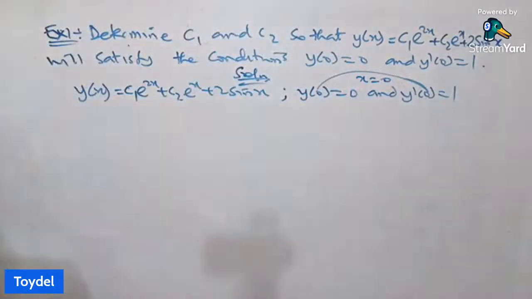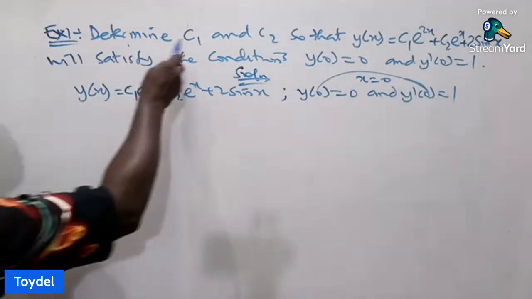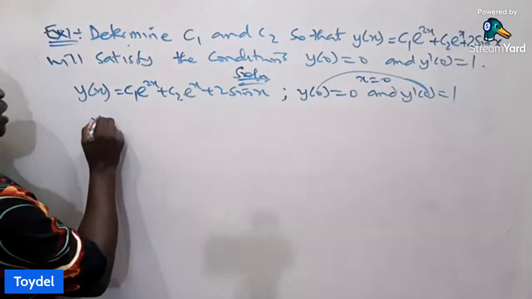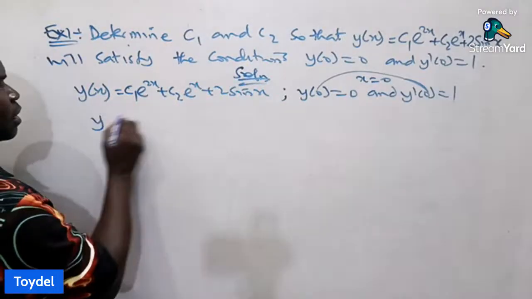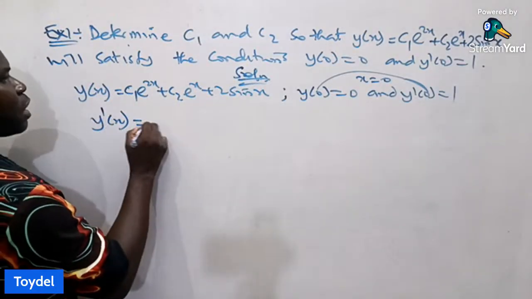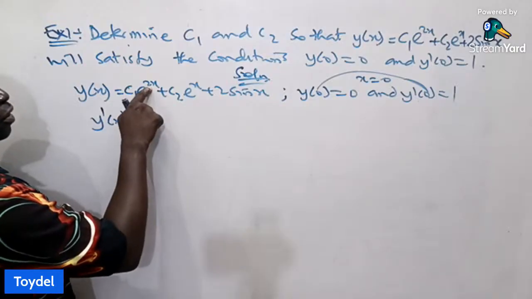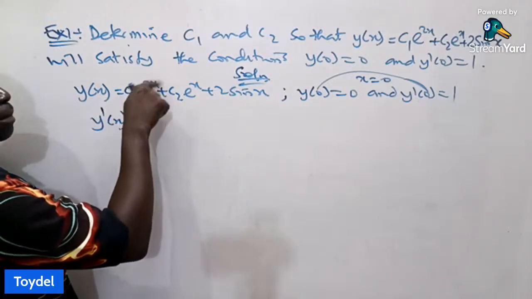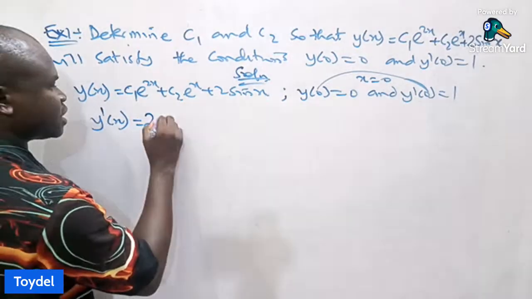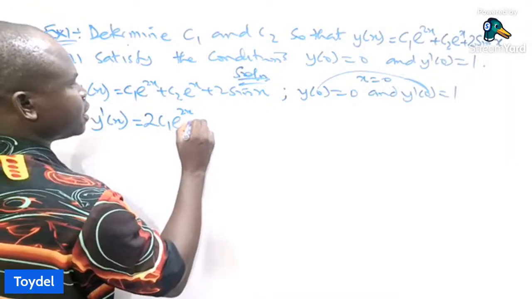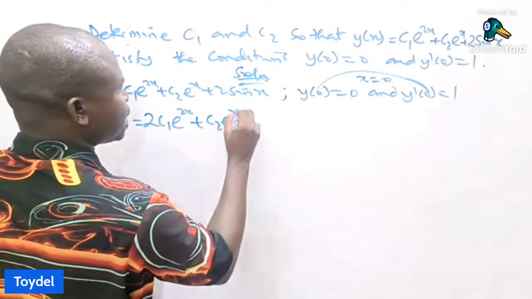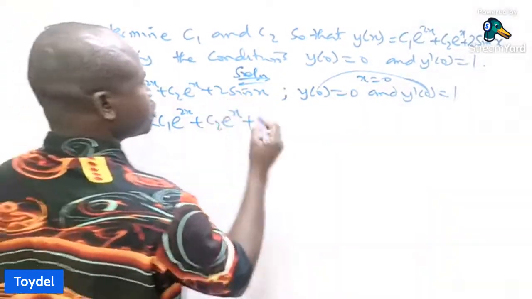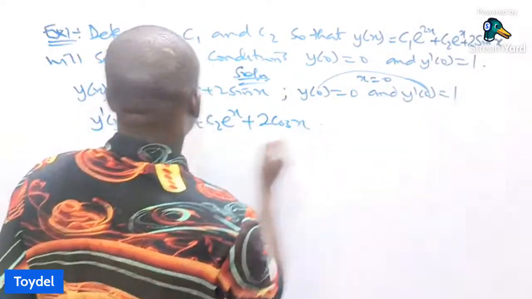So what do we do here? How do we get the value of C1 and C2? Of course, we have y of x. When we differentiate this, when we differentiate an exponential function, we only differentiate the power and use it to multiply. This will be 2C1 e^2x plus C2 e^x plus, when we differentiate sine, it's cos, 2 cos x. That is for y prime.